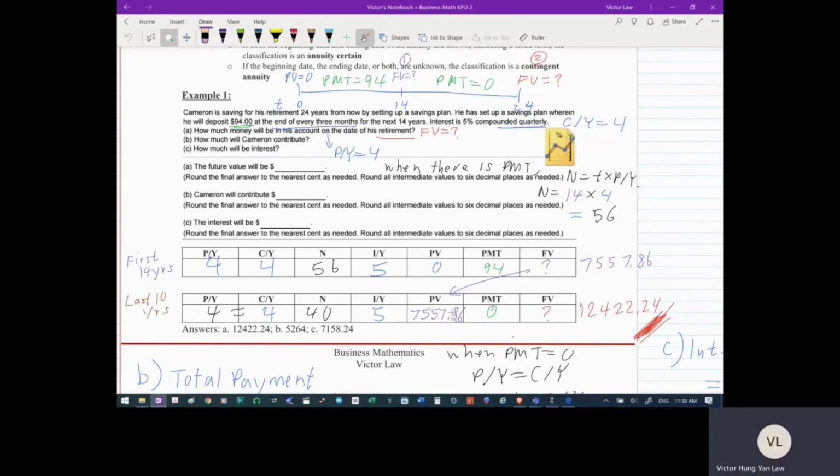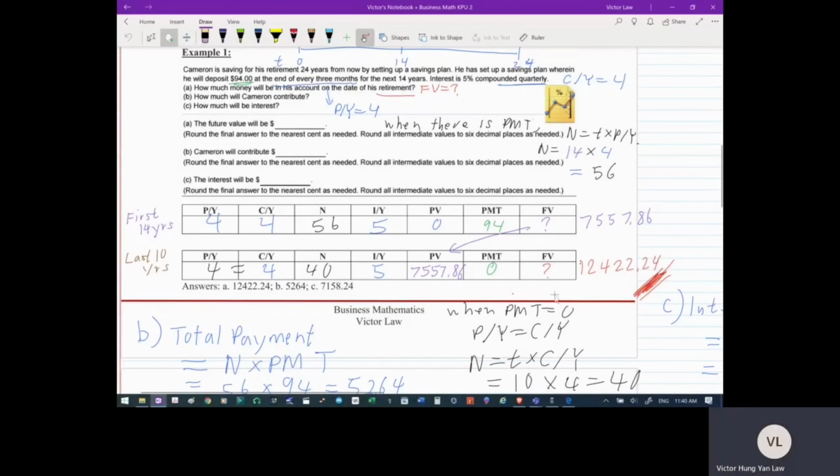And in the next 10 years, we have no payments, PMT is 0. When there's no payments, our PY equals CY, so that's why our payments per year is 4 times a year, and that equals the CY. And when there's no payments, our N equals T times CY. So we have 10 years times CY of 4, so 10 times 4 gives you the 40.